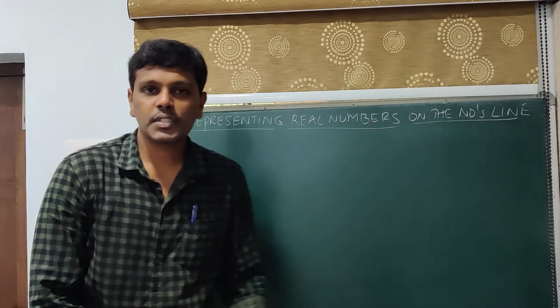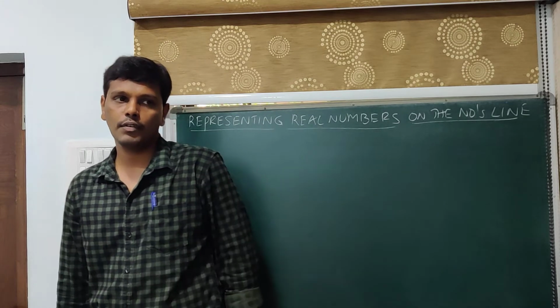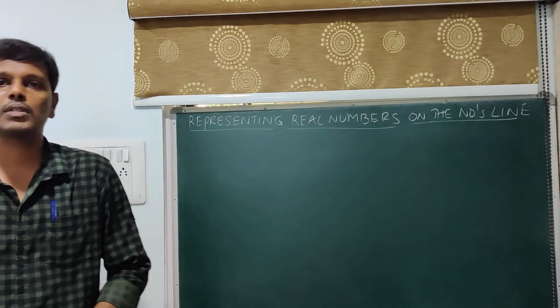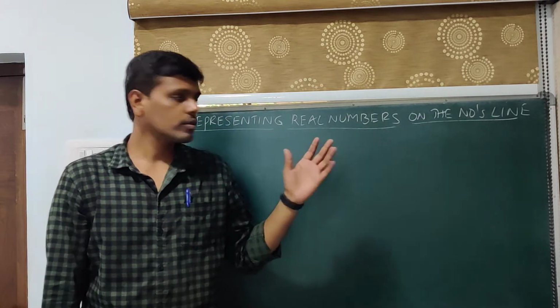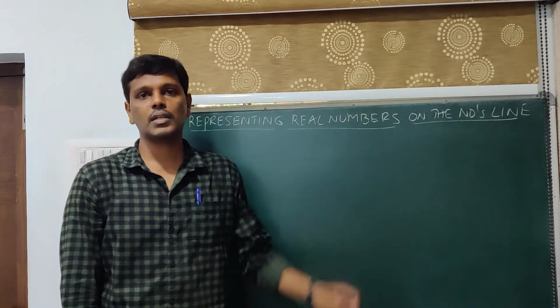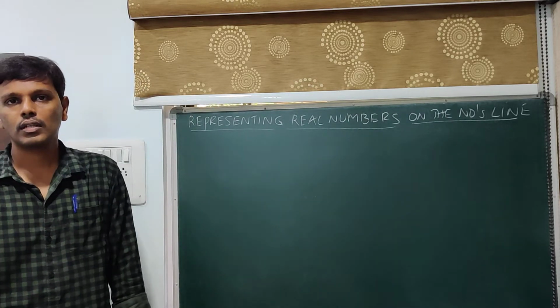Good morning. Today we will be discussing how to represent real numbers on a number line. We have already done how to represent rational numbers on a number line. That is, rational numbers also come under real numbers. We will also see some cases of irrational numbers that can be represented on a number line.